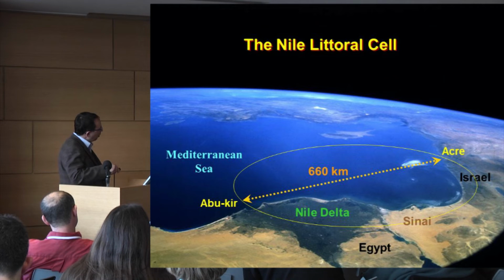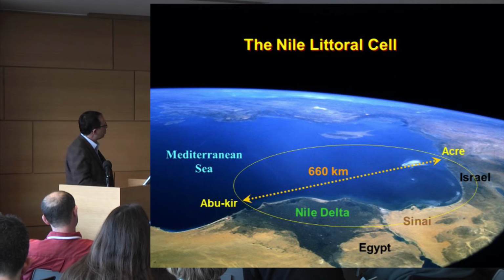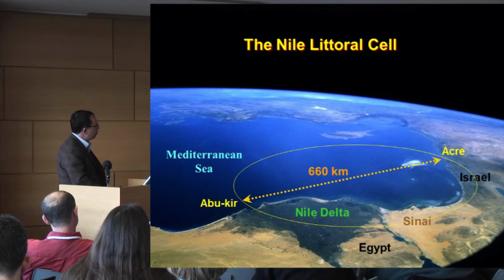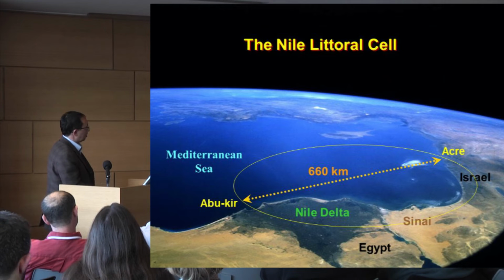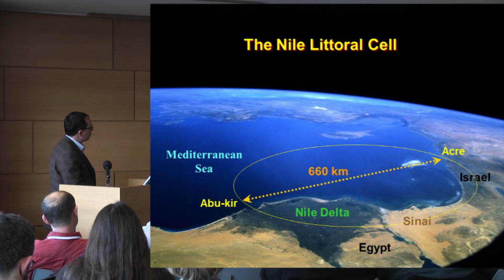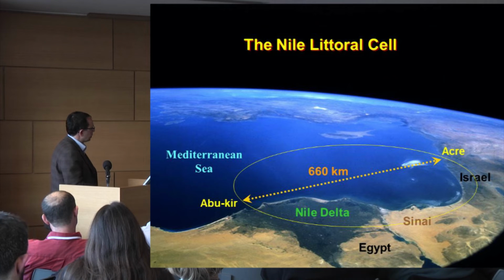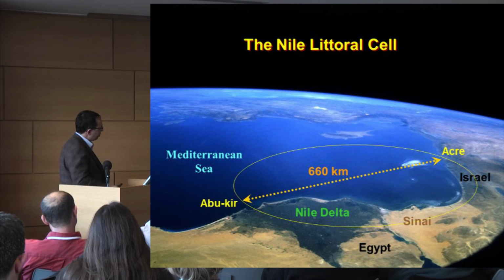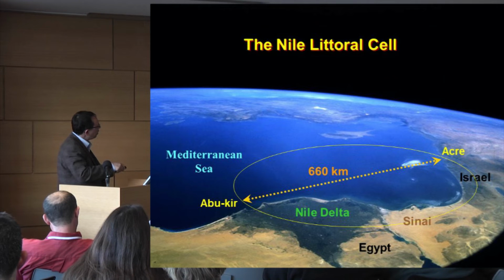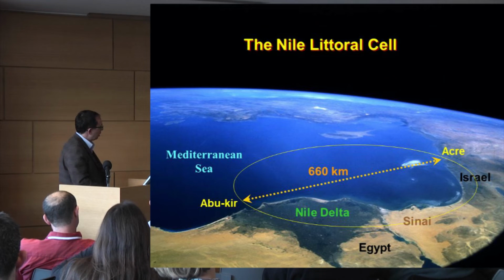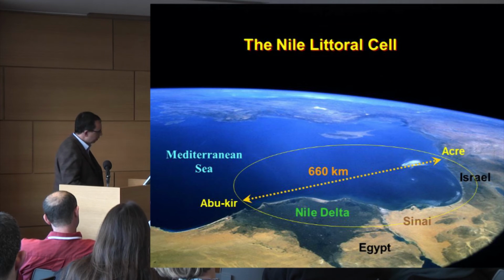And we are considering all this area from the coast until 30 meter depth as a littoral cell. Actually, this is the largest cell in the world, and a lot of research is being done in this area because along the coast you'll find millions of people, and it's a very sensitive area.